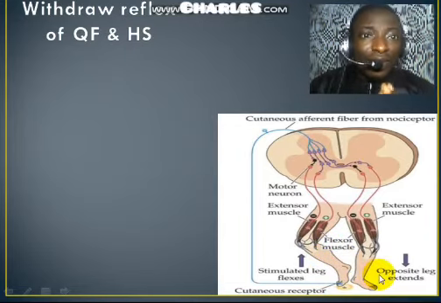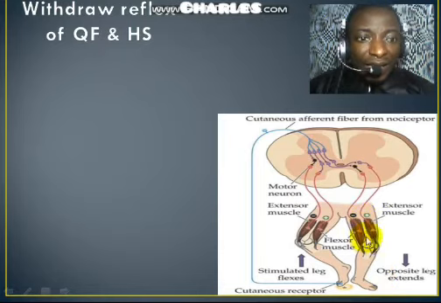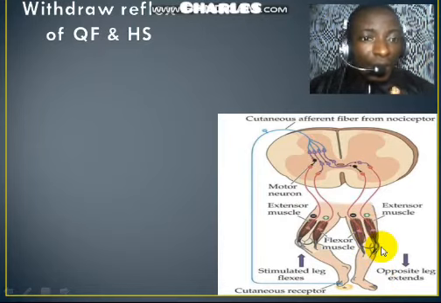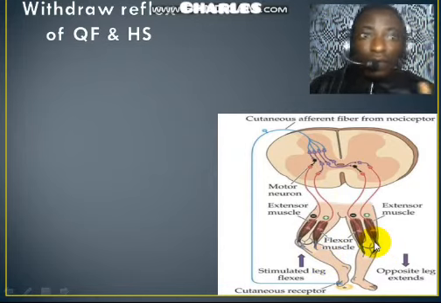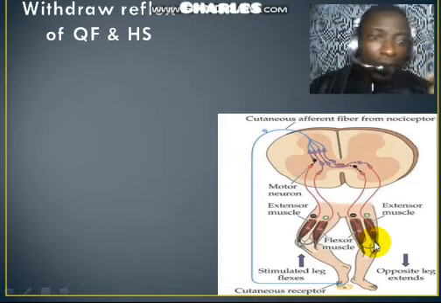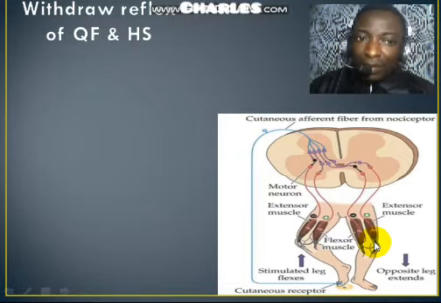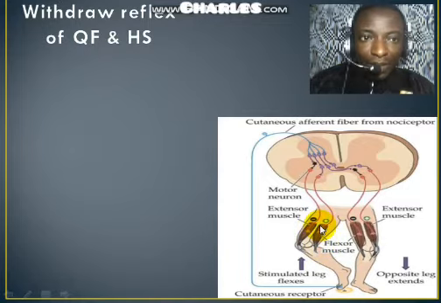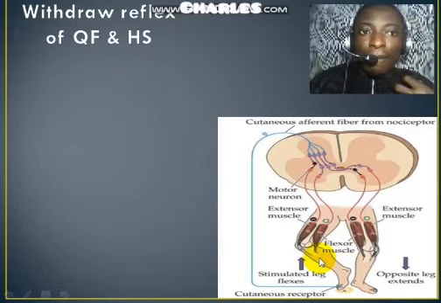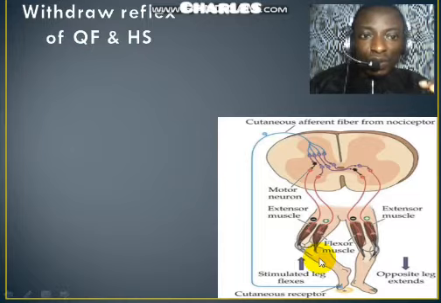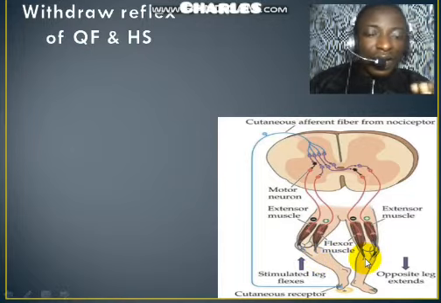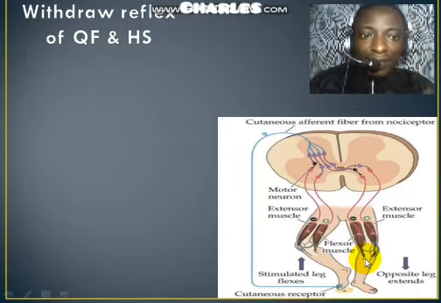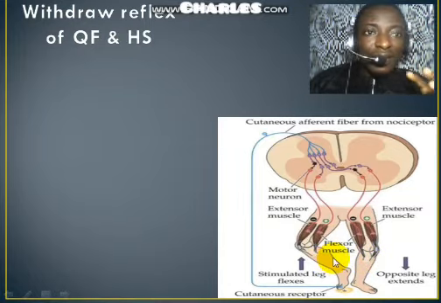Now, without the cross extensor reflex, this person will not be able to maintain balance or equilibrium when this leg is lifted up. This would lead to this person falling to the ground because equilibrium is lost. Now, without the flexor reflex, this person will not be able to withdraw this limb from harm. So the flexor reflex is very, very important in helping us to withdraw our bodies from potentially noxious stimulus, while the extensor reflex helps us to maintain equilibrium or balance when the flexor reflex is active.